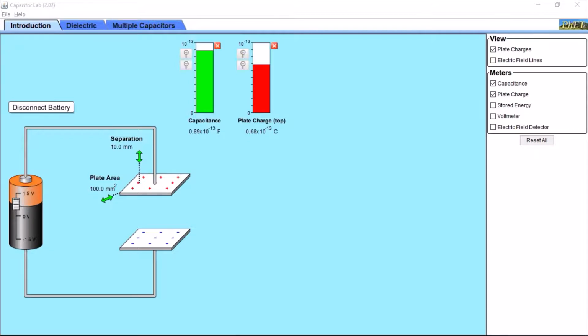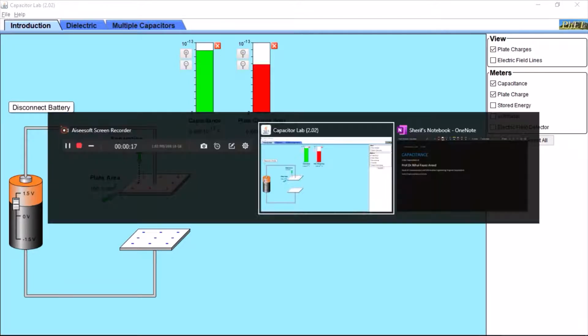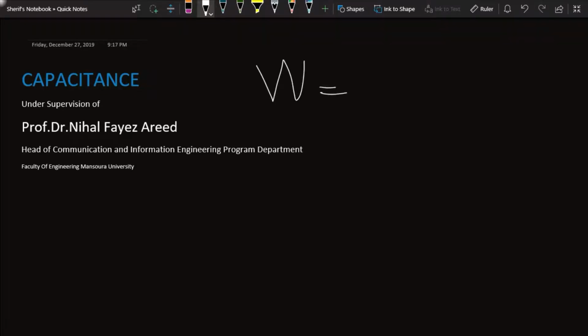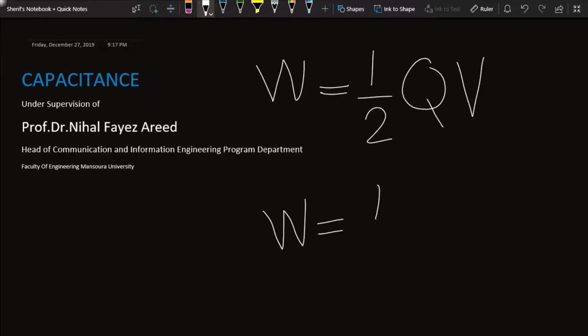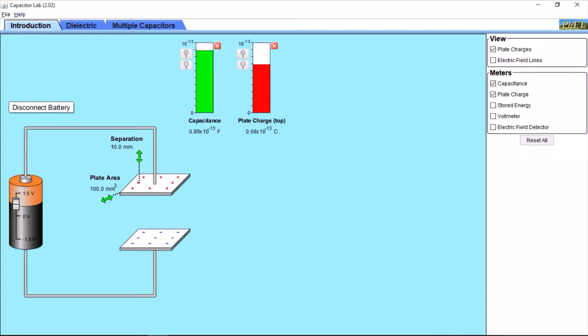The stored electrical energy can be calculated with these formulas. The stored energy equals half the amount of charge times the voltage across the plates, or the stored energy equals half the capacitance times the voltage squared across the capacitor. Let's go back to the simulation and see what will happen if we change the parameters affecting the stored energy. When we increase the voltage, the stored energy will increase, and when we decrease the voltage, the stored energy will decrease.